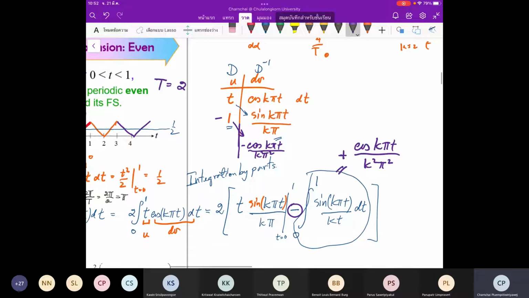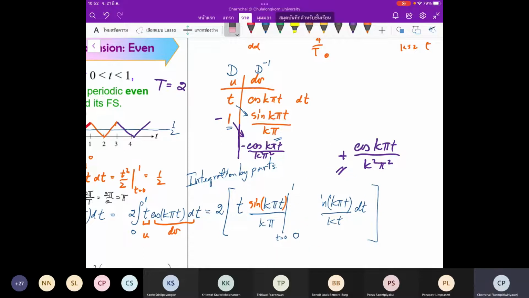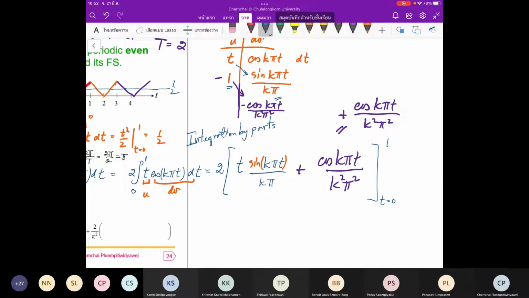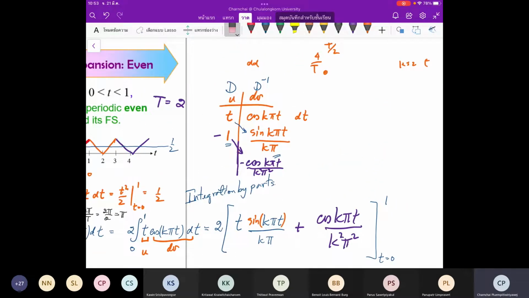So instead of writing this, I write positive cosine k pi t over k squared pi squared. And instead of this, we say t goes from 0 to 1 for the whole thing. This is what we do: we do it by integration by parts, but we can also do it by table, this table.